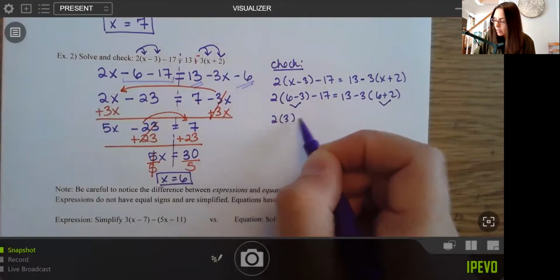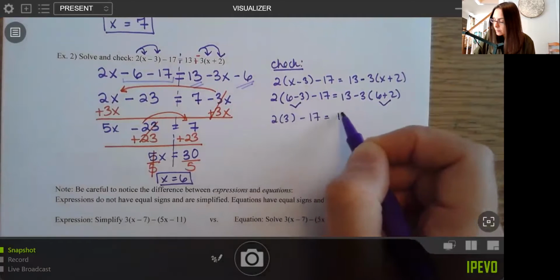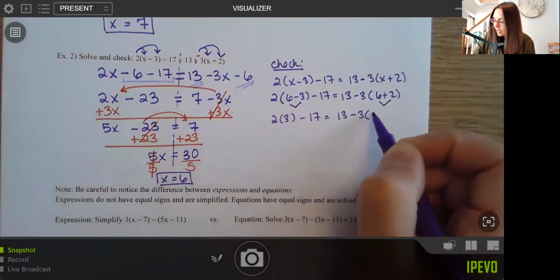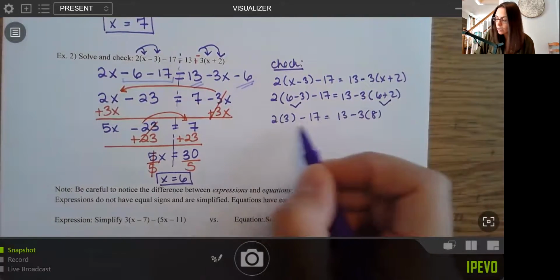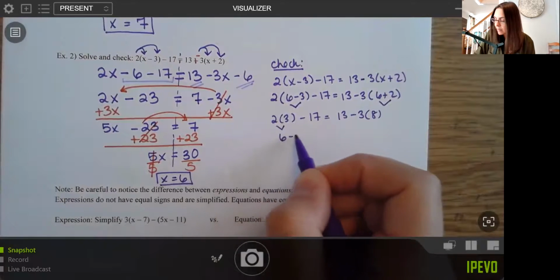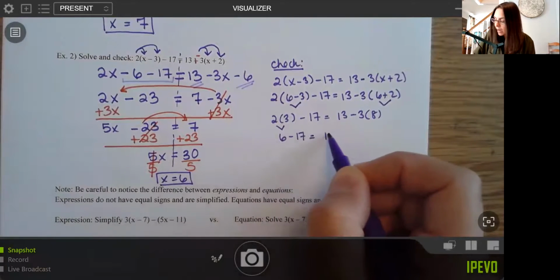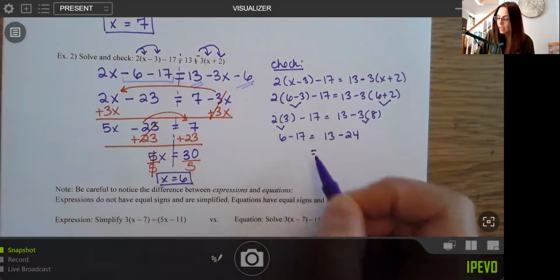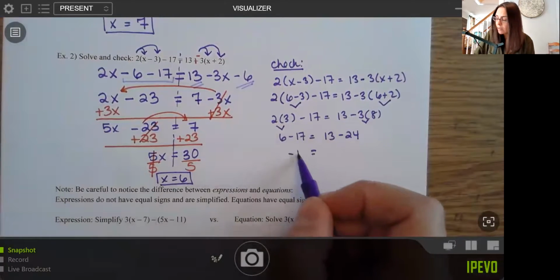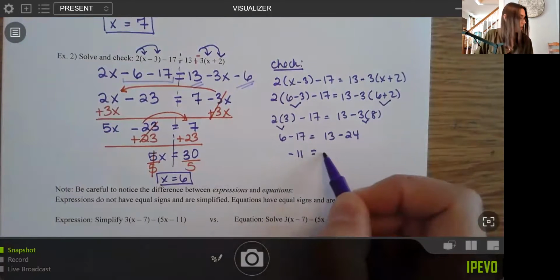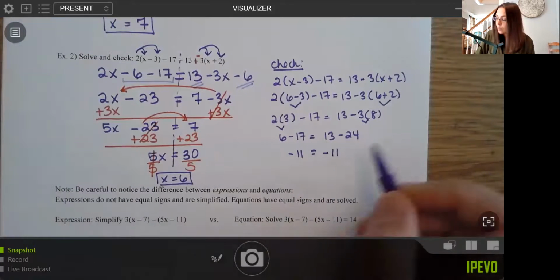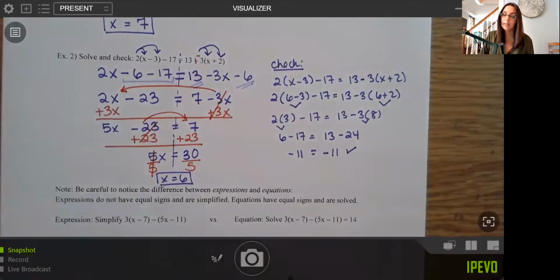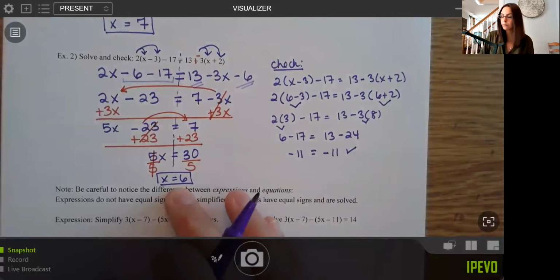Now, with order of operations, I am going to simplify inside first. So let's say I have a 3 there. And there I have an 8. Then I'm going to do multiplication. So I have 6 minus 17. And then over here, I have 13 minus 24. 6 minus 17 is negative 11. And 13 minus 24 is also negative 11. So because this is the same on both sides, our answer is true. And we know our answer here is correct.